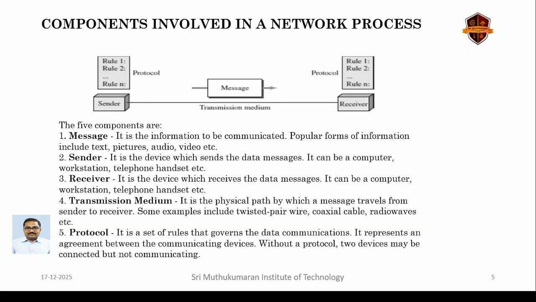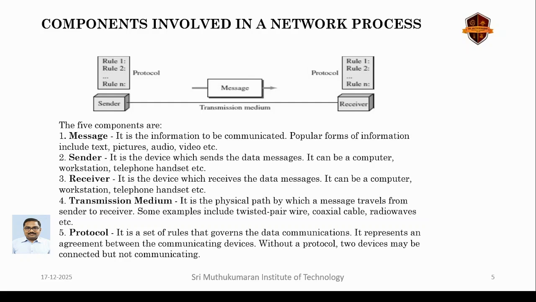Now next we will see about the various components involved in a network. When you look into this diagram, you can see there are totally 5 components. The first component is message. It is the information that has to be communicated from the sender to the receiver. The information can be in the form of text, images, audio or video.